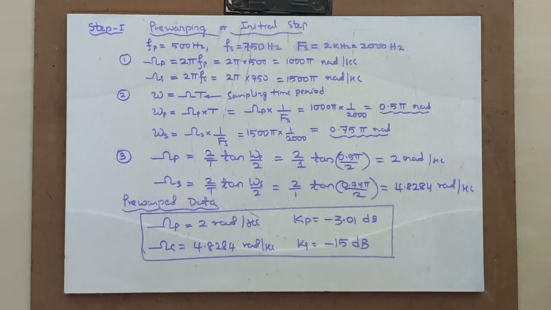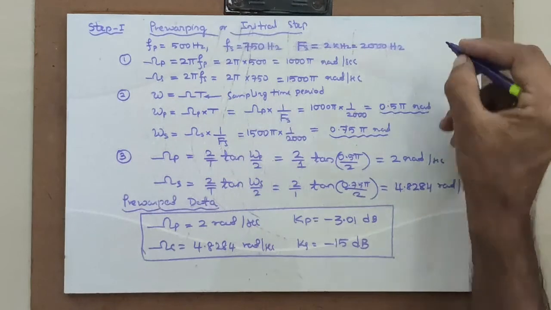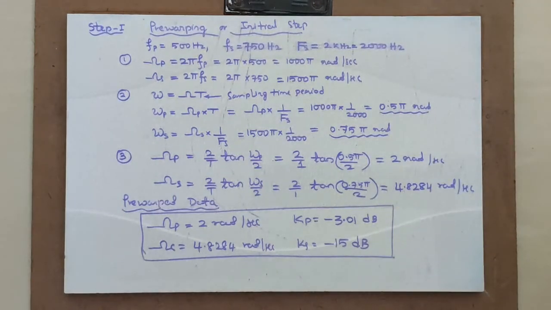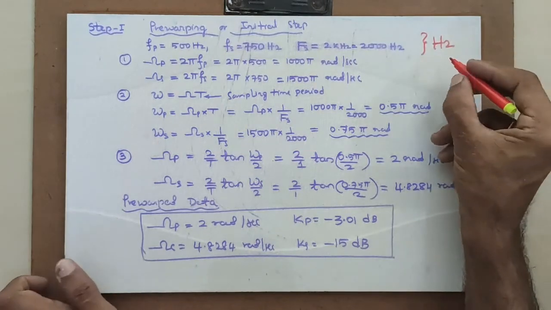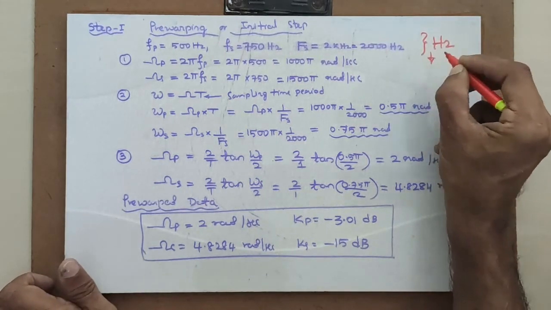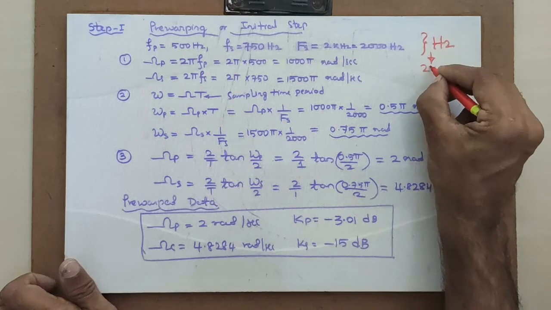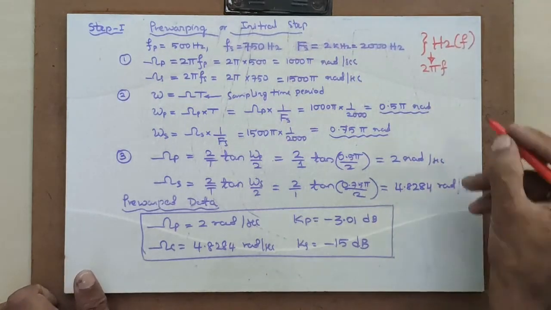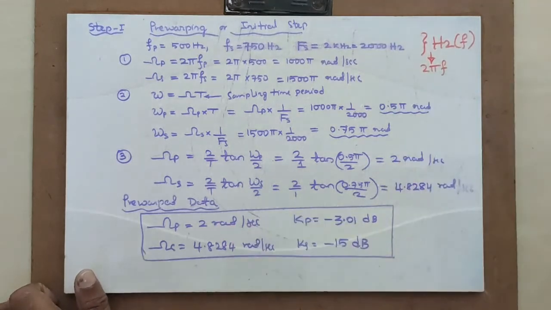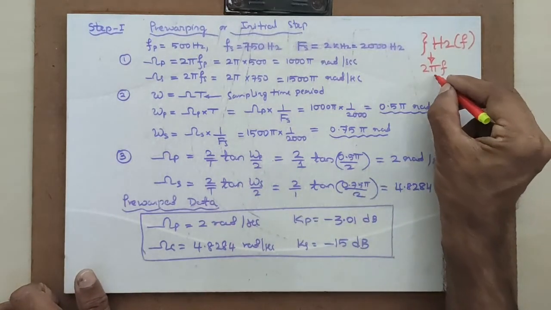The data were given in analog, that is in hertz. Please note, the data were given in hertz. Then what did you do? In the next step, you converted with the help of 2 pi f, where f was given in hertz. Then you took it into 2 pi f. Then what is the next step?